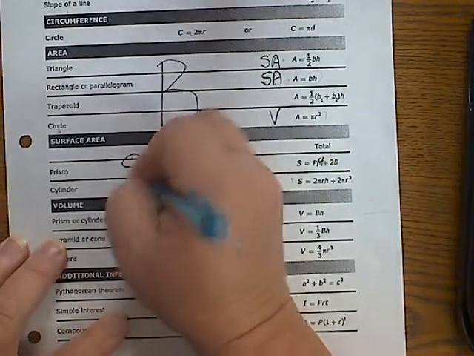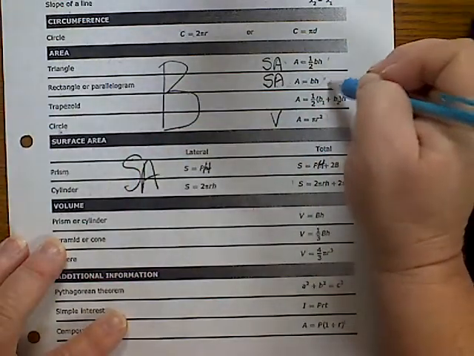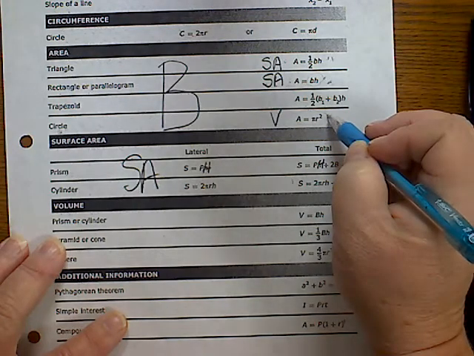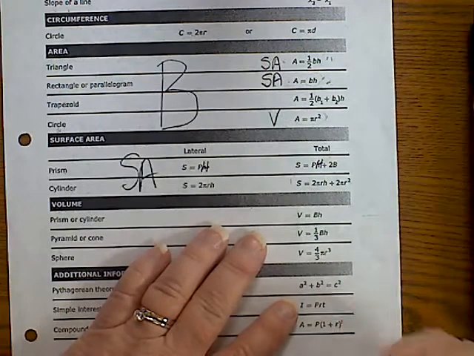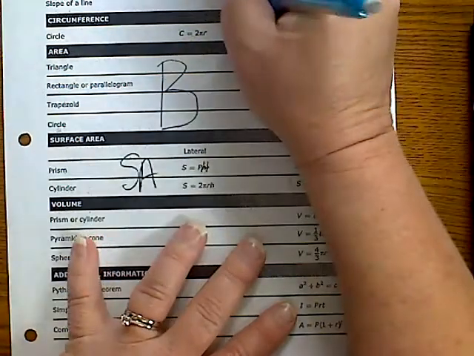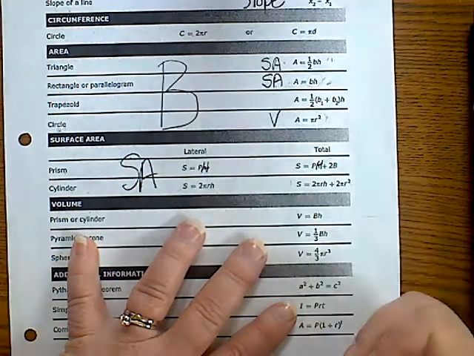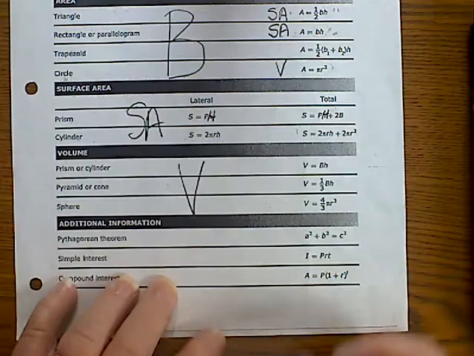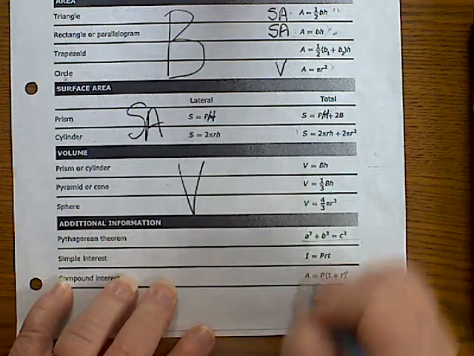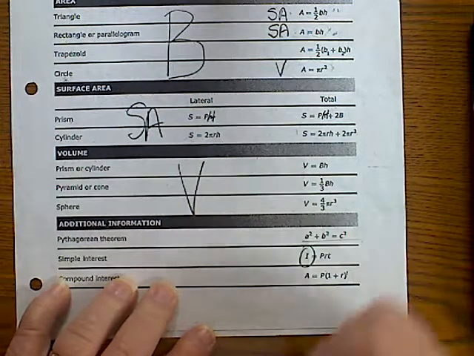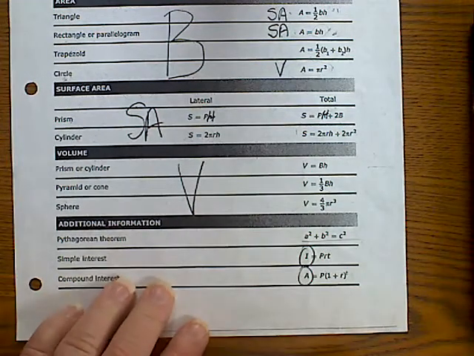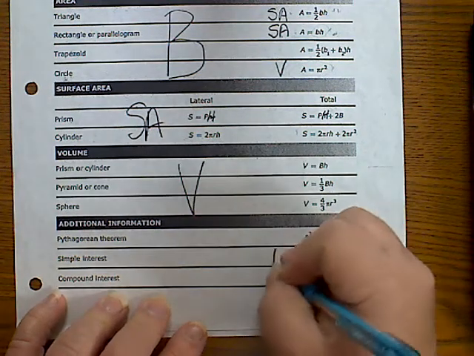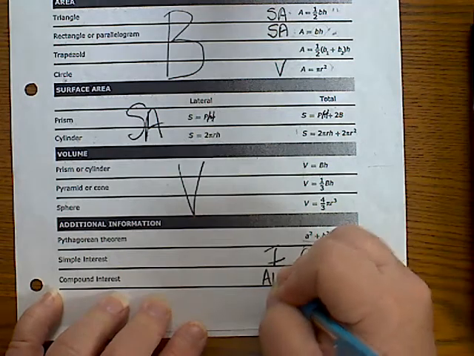So this should be surface area. Here are the 2 formulas you're using for surface area. This is for volume, okay? And then let's see, we have slope here, and we have V for volume here, and then we've got Pythagorean, and this is for interest I, and this one will solve for A, account balance. Okay, so if you wanted to write yourself another I and A, B, you could.